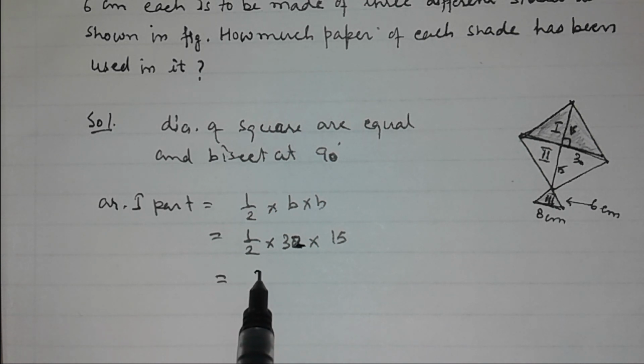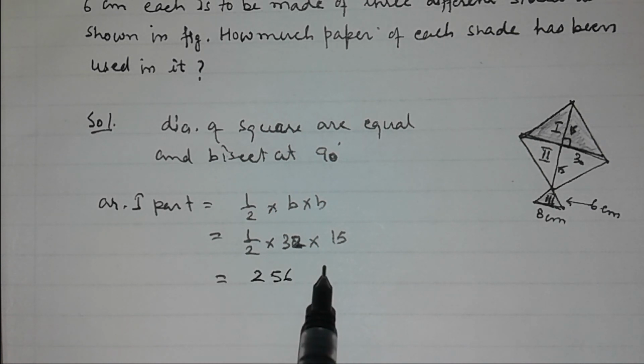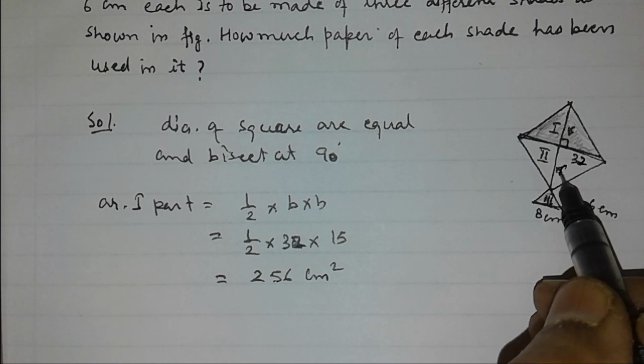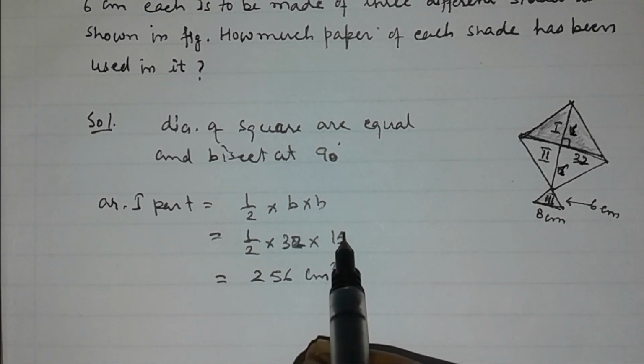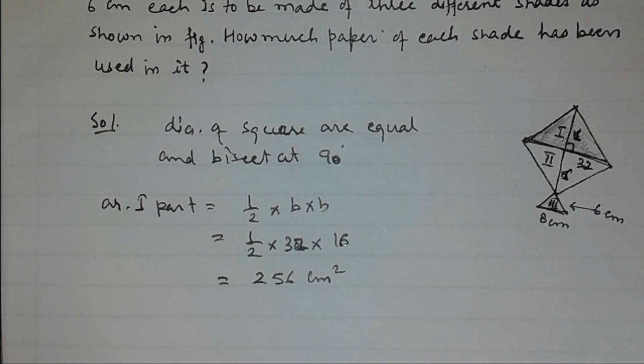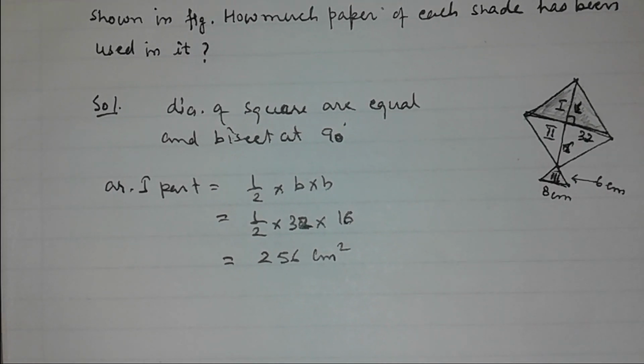So it is equal to 256 centimeters square. Actually it is 32, not 30, so it will be 16 and 16, because it is given 32. Okay, now next is the area of the second part.